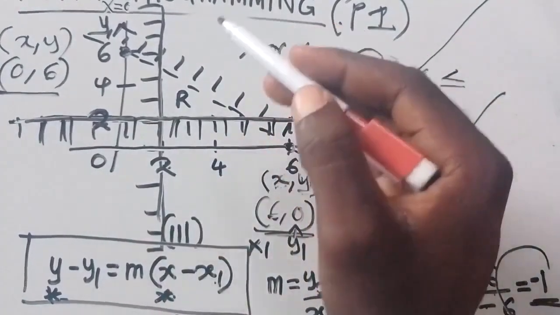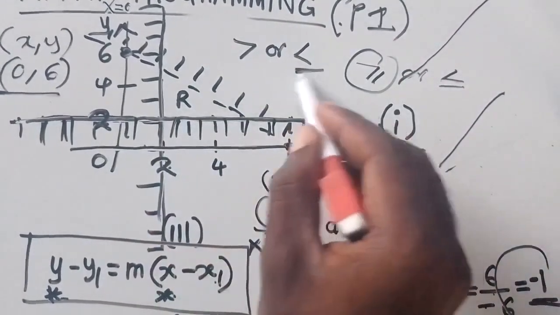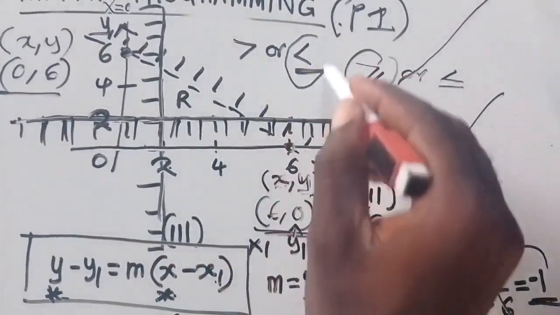This is the upper part. Upper part is greater than. Down part is less than. So I get less than. So I'll get this inequality. Have you seen? This is the inequality I'm going to use.